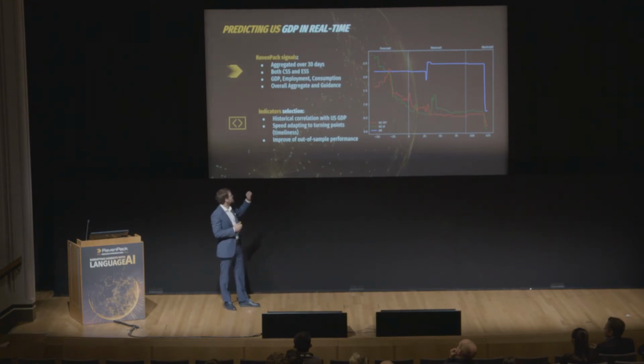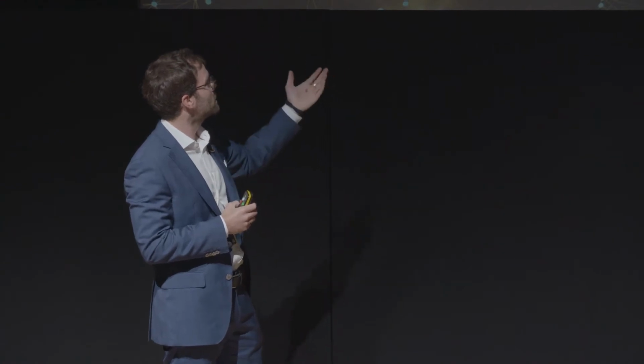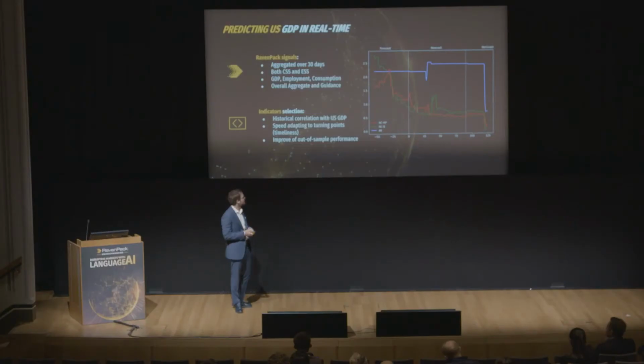How to select the indicators? We look at the historical correlation with US GDP. We look also at how they adapt closer to turning points, so closer to recession and recovery, and then if they actually improve the out-of-sample performances.